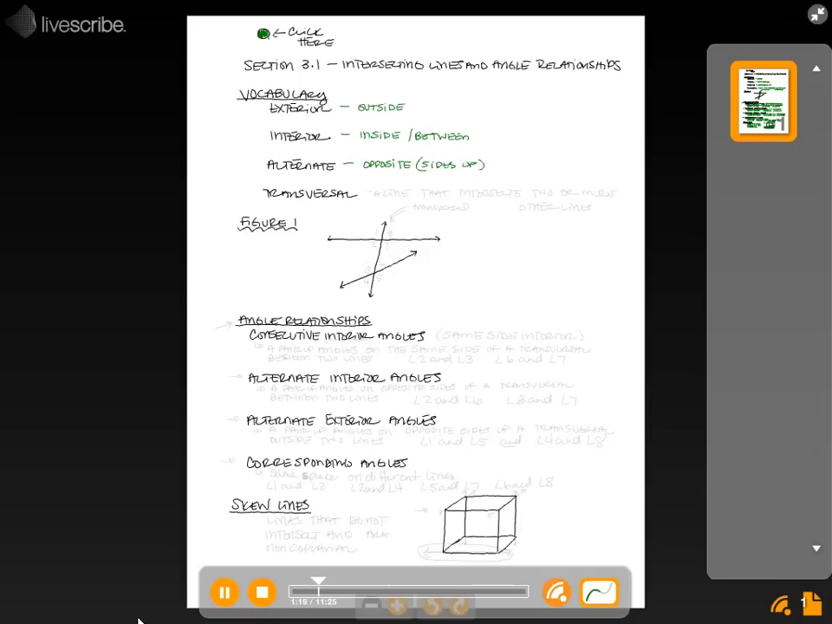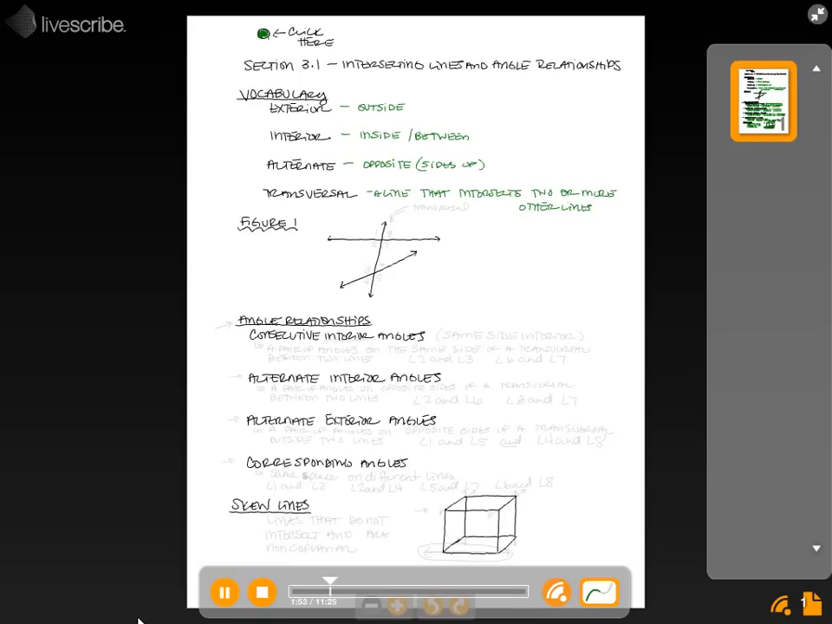The last vocabulary word is a transversal, and it is a line that intersects two or more other lines. Alright, transversal, a line that intersects two or more other lines. And we're going to look at a transversal here in figure 1. So make sure you get this copied down.